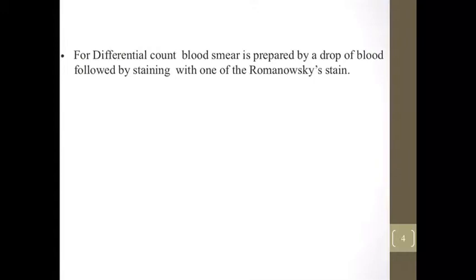First, what is a peripheral smear? For the differential blood count, the smear is prepared from a drop of blood, followed by staining with one of the Romanowsky stains.